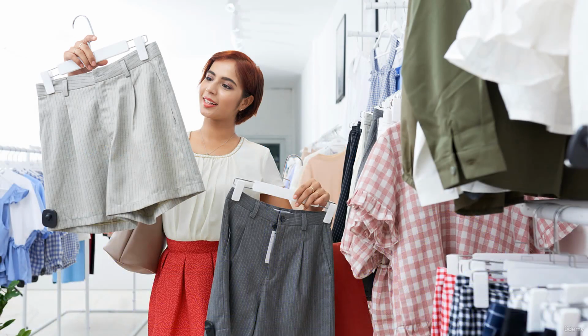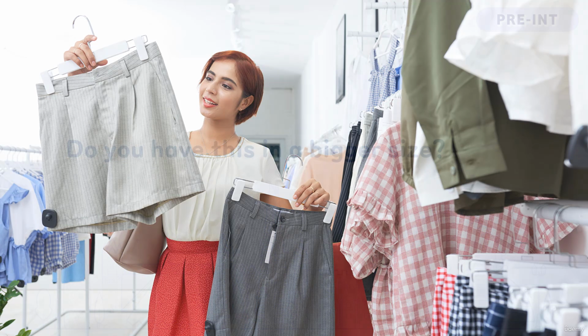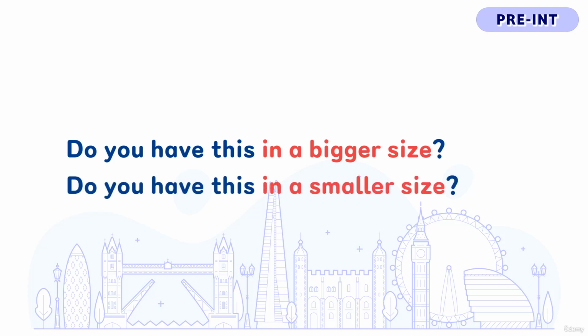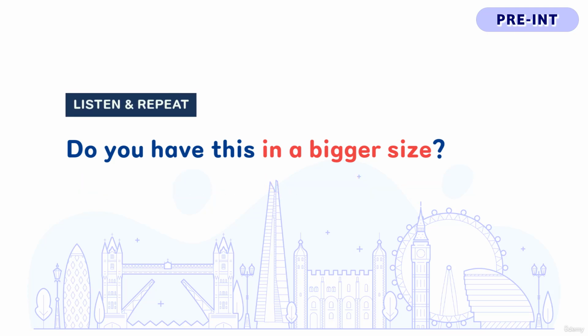So if you're looking at an item and you want to ask if they have the item in a bigger size, you can add in a bigger size after do you have this. If you want to ask if the store has something in a smaller size, you can simply ask, do you have this in a smaller size? Okay, so let's now do a speaking practice of these questions.